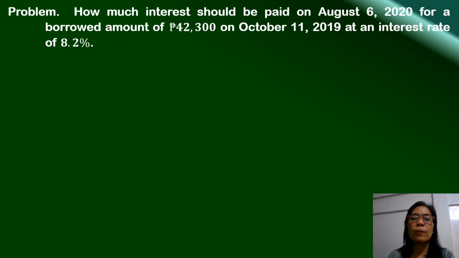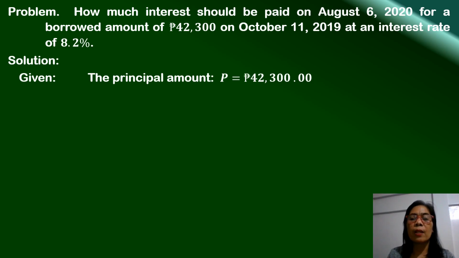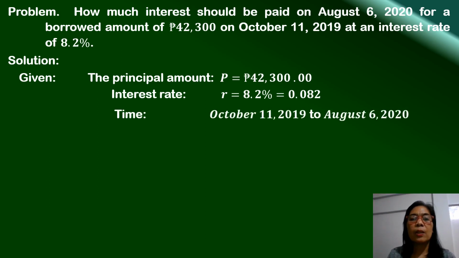How much interest should be paid on August 6, 2020 for a borrowed amount of 42,300 pesos on October 11, 2019 at an interest rate of 8.2%? So we start our solution by identifying the given. The principal amount is 42,300 pesos. The interest rate is 8.2%, or when converted to decimal, 0.082. The time is from October 11, 2019 to August 6, 2020. And we are required to find the interest.